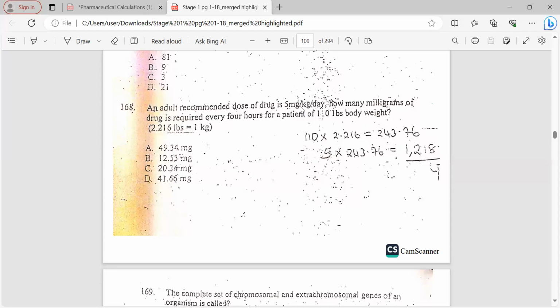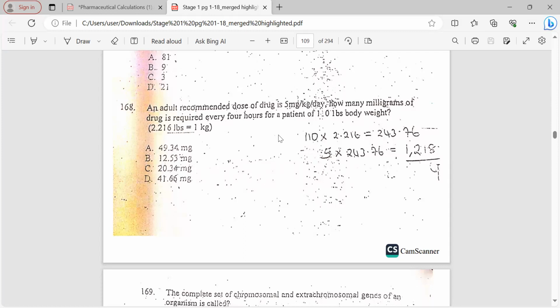So we multiply the weight times 5. Let's see, what do you get? 248. So he should use 248 milligrams per day. Yeah, 248 milligrams per day.